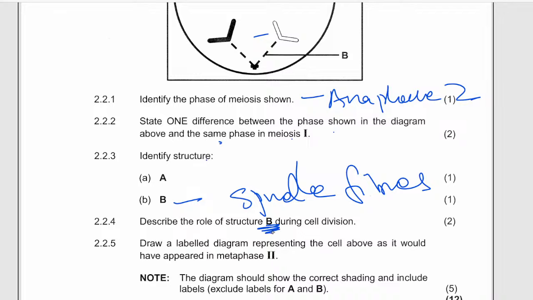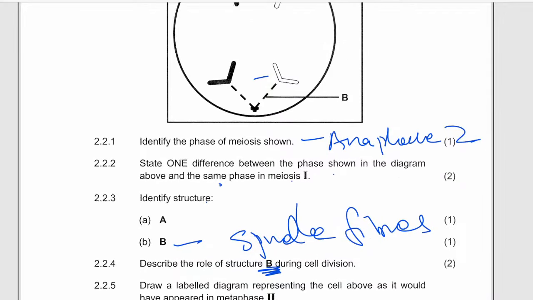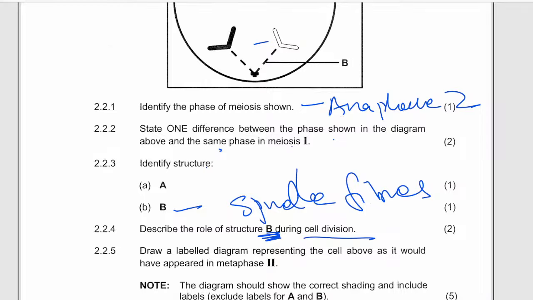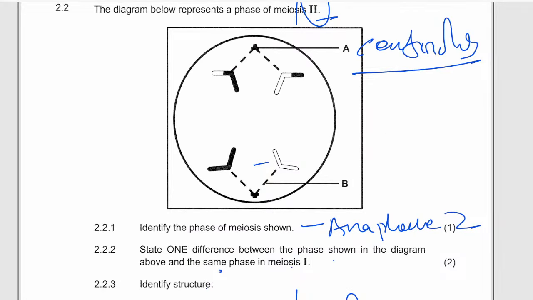Describe the role of structure B. Yes, this one in cell division. They didn't say in this phase. They say in cell division, meaning that they hold the chromosomes in position during metaphase, so that one is on each of the different poles. You understand? Yes, along the equator. Or it is also very important in pulling the chromosomes to opposite poles during anaphase.